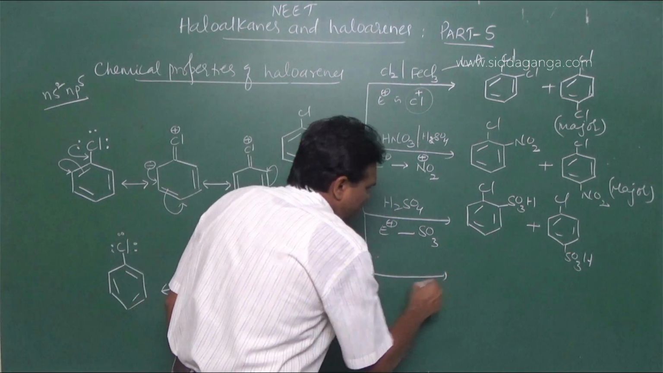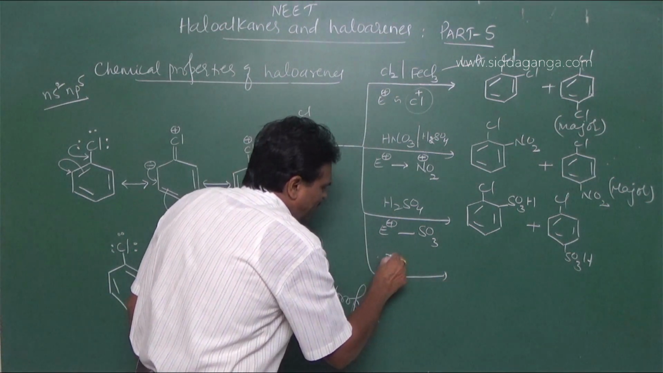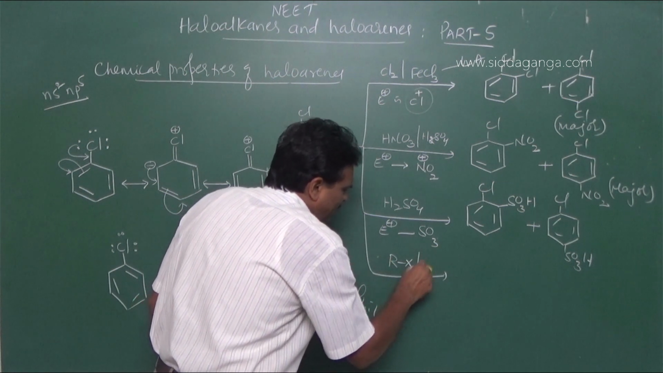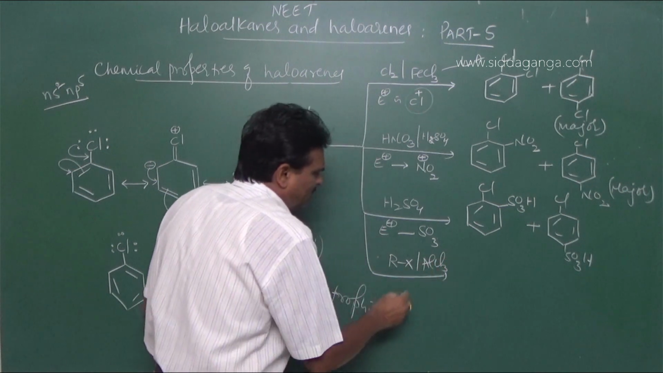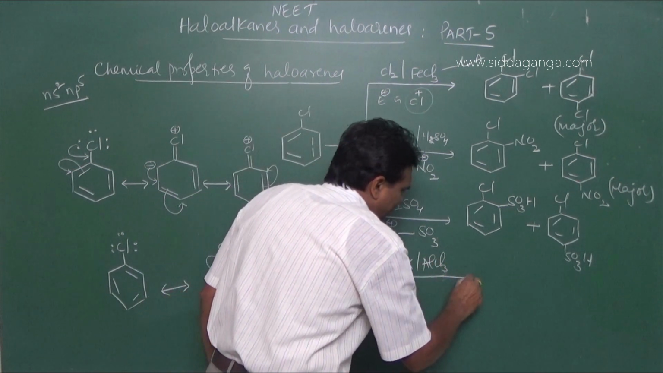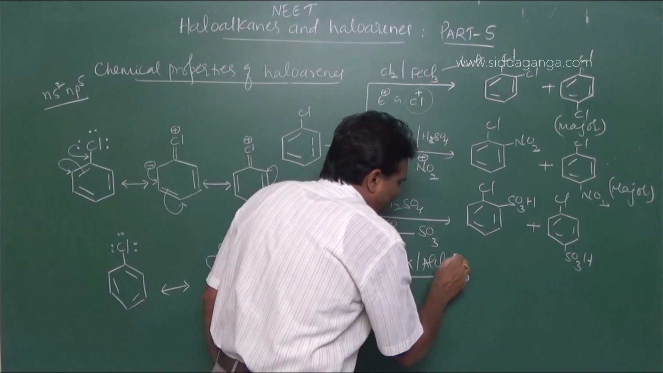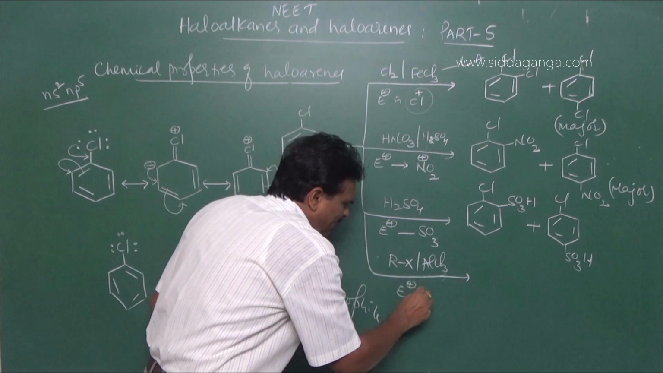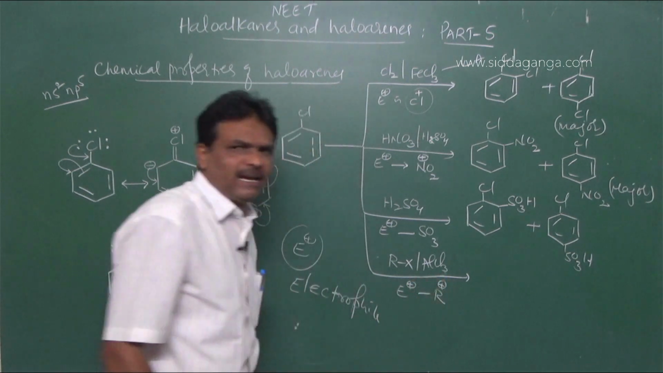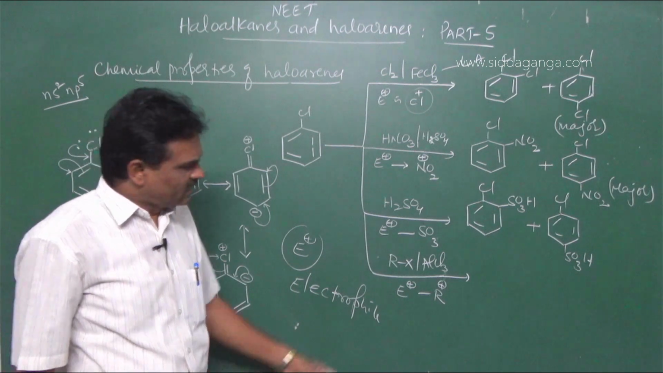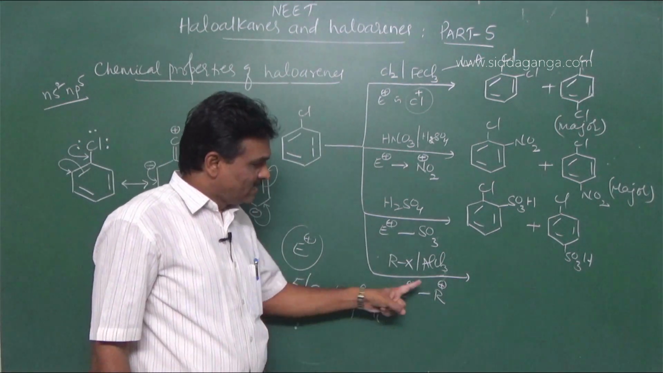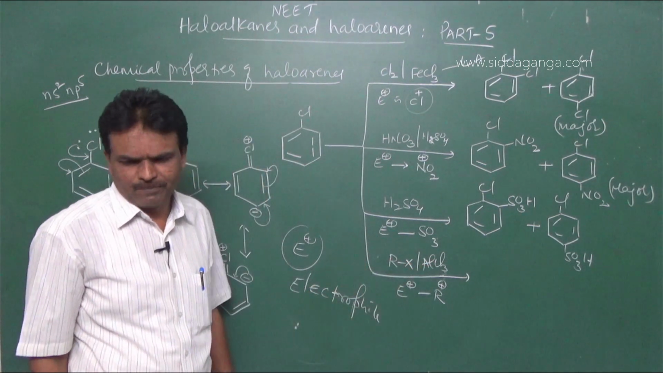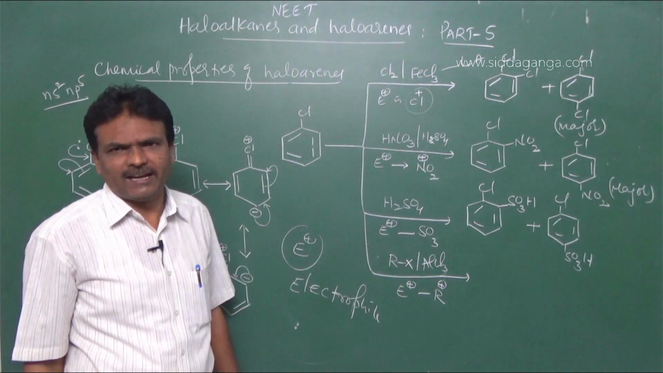Then another one is when it is treated with methyl chloride or an alkyl halide in the presence of AlCl3. This is called Friedel-Crafts alkylation reaction. The active reagent, the electrophile involved, is R plus, an alkyl carbocation. This alkyl carbocation is obtained from the alkyl halide by the action of aluminium chloride on the alkyl halide.